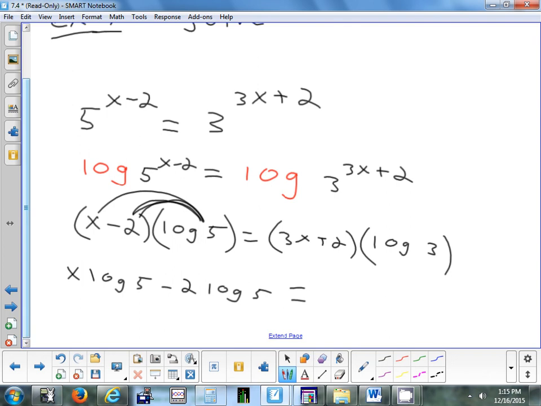Who can tell me what I'm going to have on the other side doing the same thing? Cooper? 3x log 3. Yep, let me write that. 3x log 3 plus 2 log 3. Good. Again, if I really wanted to, I could change 2 log 3 to a decimal, but I'm not going to at this step.